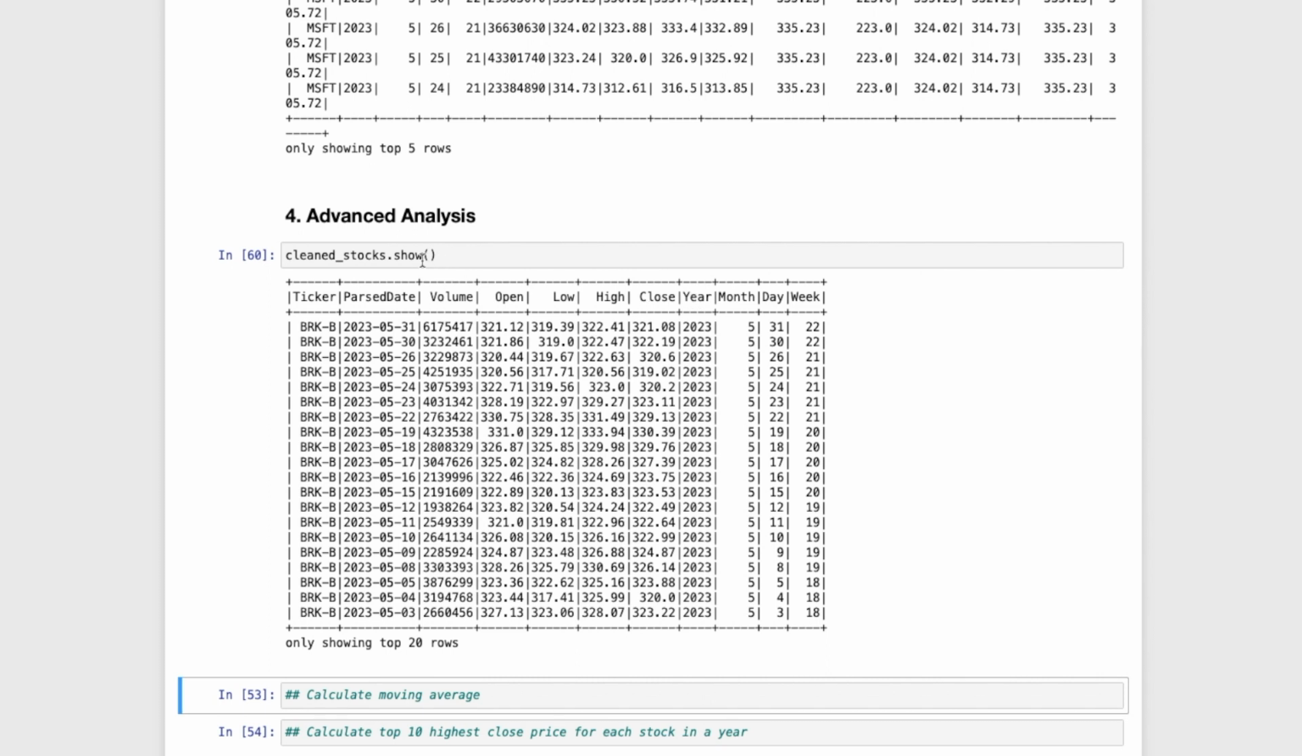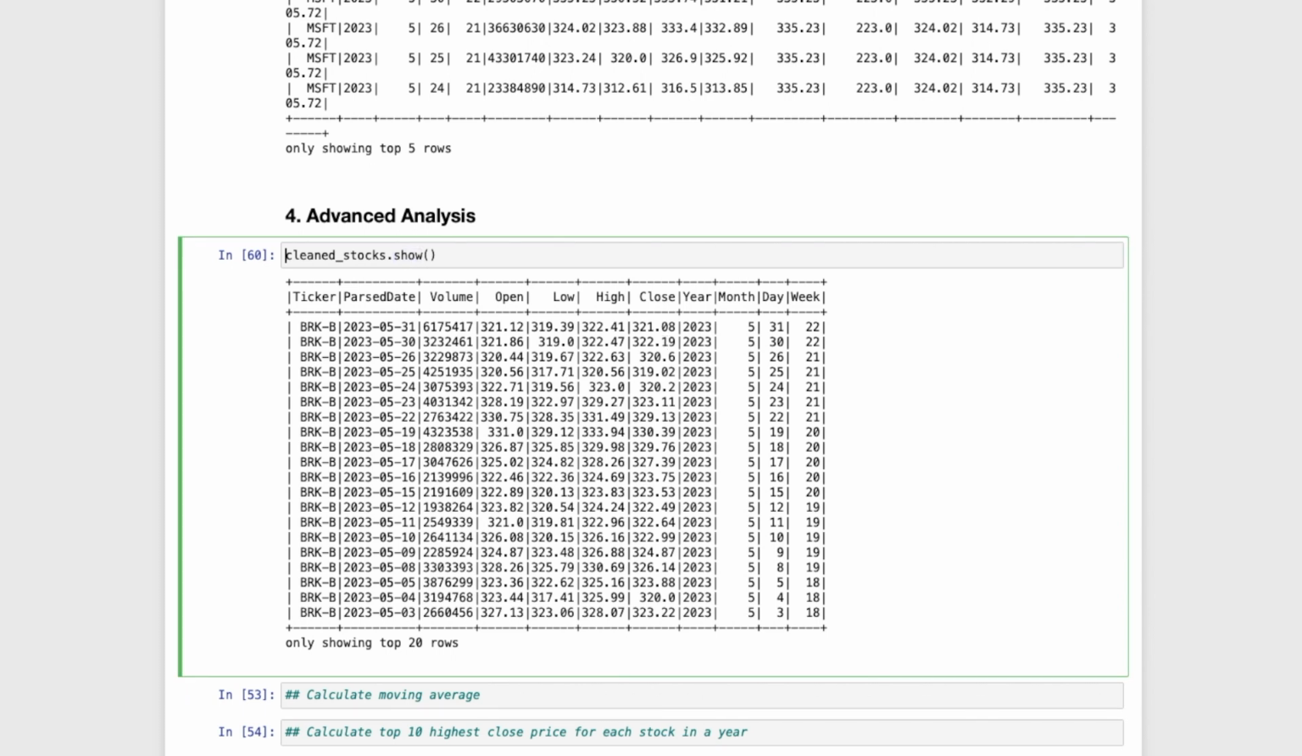So let's say we do not want to take all that information. We just want to do analysis on a few columns, right? So we're going to say snapshot, and we're going to select a few columns from here. And the columns that we're going to select is ticker. We are going to select parse date.